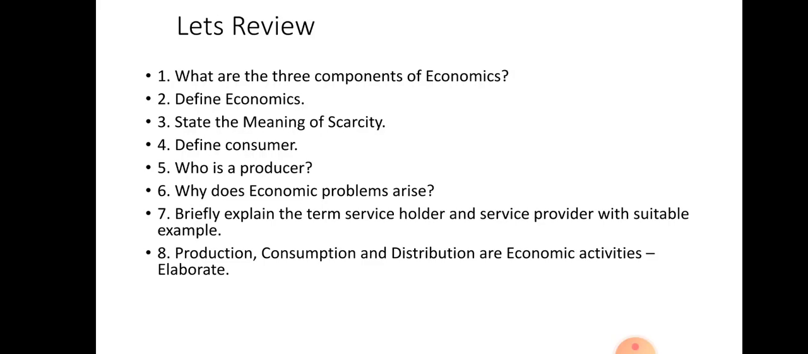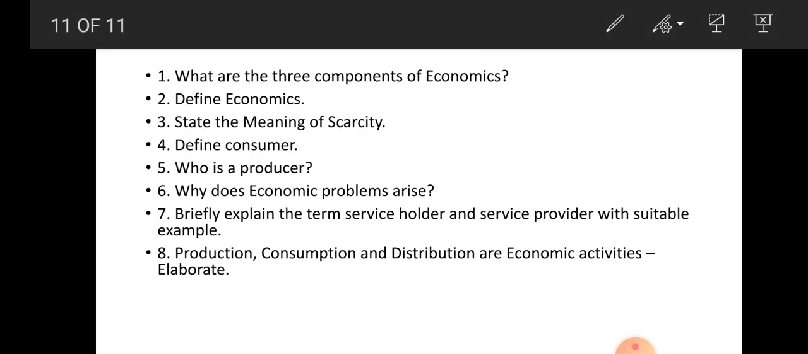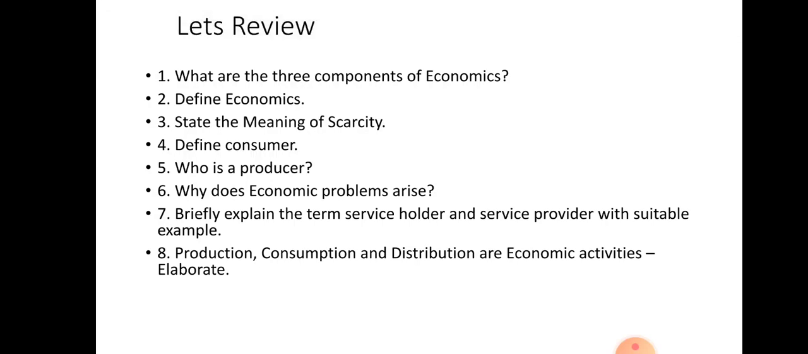Define consumer: one who consumes or buys. Who is a producer? One who produces, or who is involved in converting raw materials into useful things. Why does an economic problem arise? Because of the scarcity of resources in relation to demand. Then you can elaborate: production, consumption, and distribution are economic activities because they are interrelated. And the terms service holder and service provider with suitable examples. Service holder is who is employed, and service provider is who will be employing.